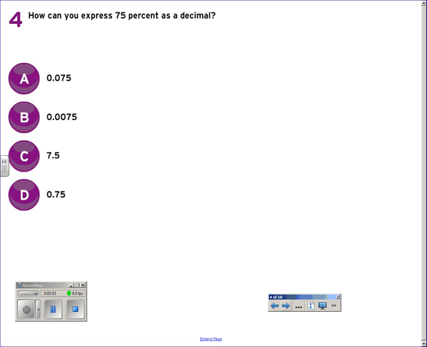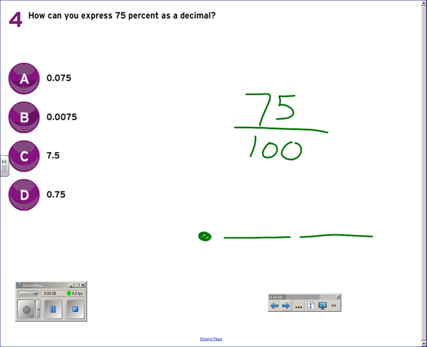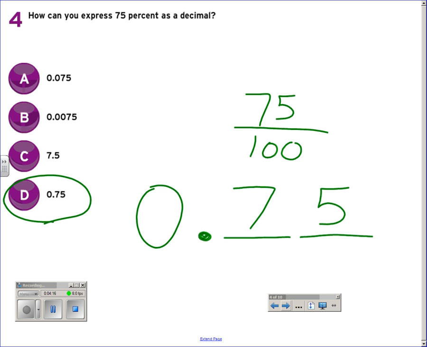All right, number 4, 75% as a decimal. 75% means 75 hundredths. I could divide. I don't have to because after the decimal point, the first place is tenths, the second place is hundredths. So to write 75 hundredths, all right, 0.75. Do you need the 0 in front? Not really, but there it is. Remember, percents are always out of 100.